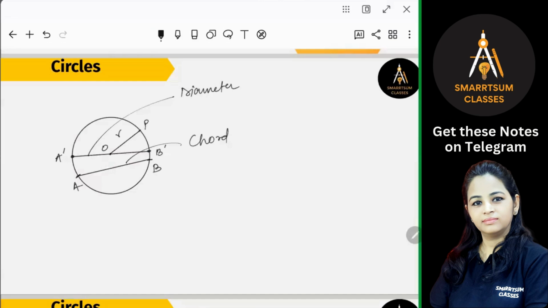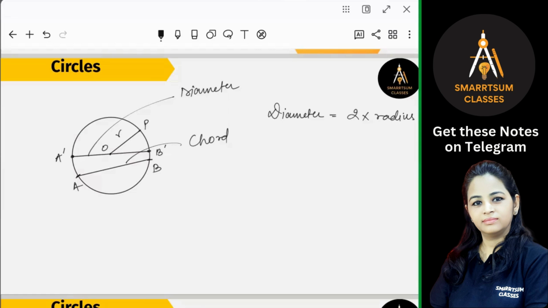So what is the diameter? Diameter is the longest chord of the circle which passes through the center. Is that clear? Any chord which is passing through the center, joining the 2 points on the circle, is a diameter. And there is a relation between the diameter and the radius: the diameter is always twice the radius, which you have already learned in your previous classes.